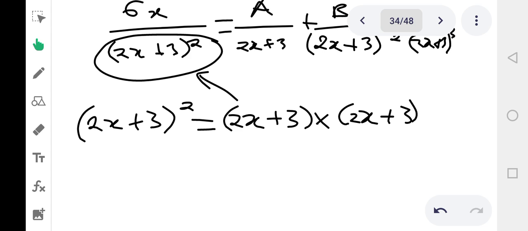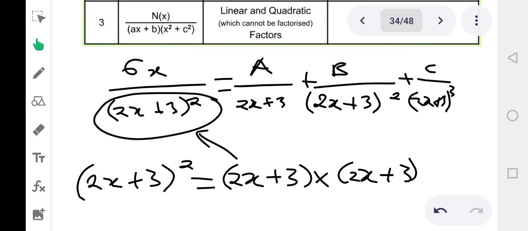In the first example, we had different factors, but they were both linear factors. But in this case, these two are linear factors and they are the same. They are repeating. That's why we are saying that for repeating linear factors, we use this method.